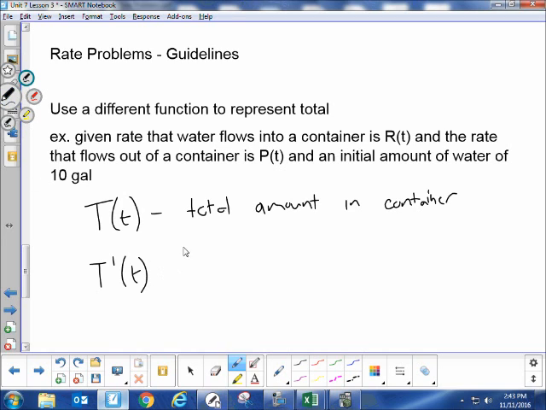In this situation, if we're talking about T being the total amount in the container, the change in T would be the rate at which water's coming in minus the rate at which it's going out. So all of a sudden, if we took the antiderivative of this minus this, I would get the total. Does that make sense? We got stuff coming in, we got stuff coming out. If this is the total amount of water, well, the change would be that. Okay? So that's important.